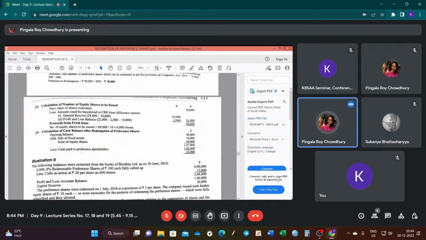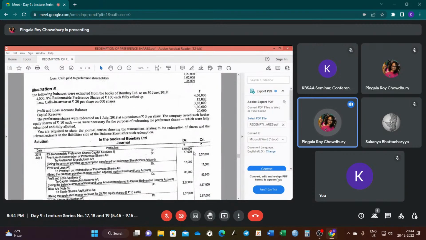Next, coming to another sum: the following balances were extracted from the books of Bombay Limited as on 30th June 2018. We have 4,000 8% redeemable preference shares of rupees 100 each, which are fully called up, 4 lakh rupees. But we have calls in arrear on 600 shares. So those 600 shares cannot be redeemed because they are not fully paid up. You have a PL account, you have capital reserve. Now the preference shares were redeemed at a premium again, of rupees 5.